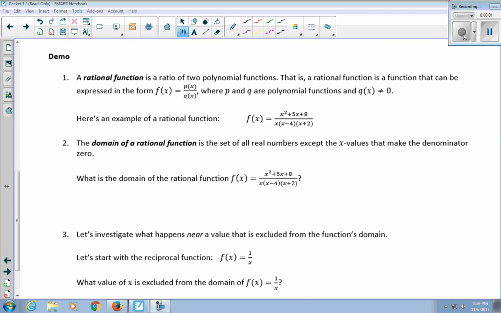To the lesson 25 demo for college algebra. I'm talking about rational functions today.